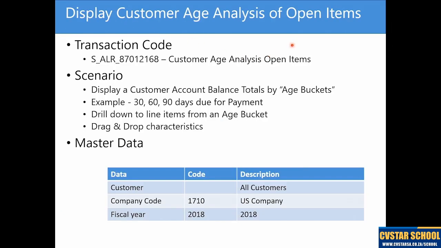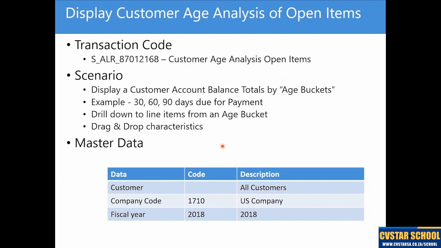So in the previous lesson, we covered analyzing a customer account balance and drilling down to line items as basic reports. This next report we're going to look at is how do you get an age analysis of open items. So this is the transaction code here, or the report. And this report analyzes open items and can break the report down into different age buckets.